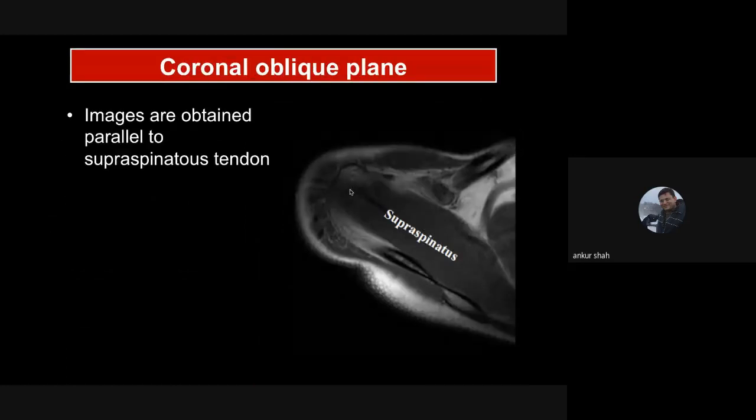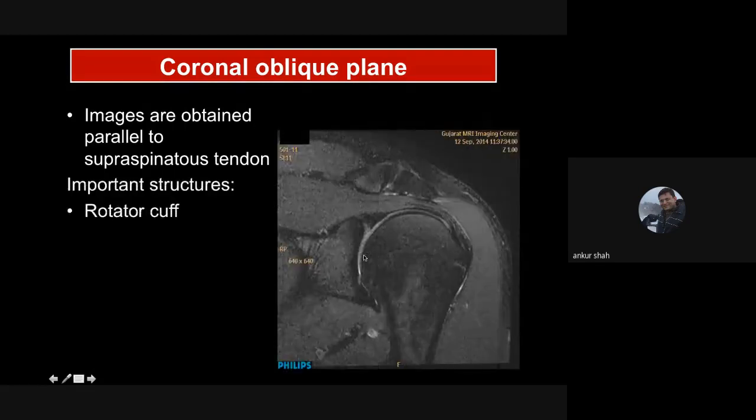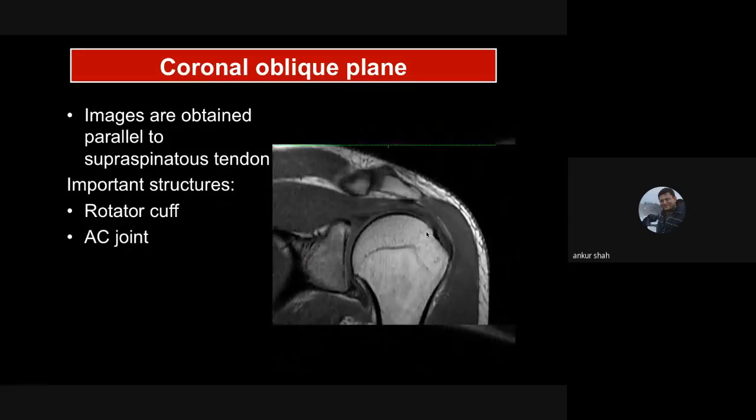Similarly, in coronal plane, coronal is obtained, as I said, it is oblique coronal. This is the supraspinatus muscle, and the images are planned which are parallel to this muscle or this tendon. So this is how the coronals are planned, and what we see is we see the rotator tendon properly. This is the supraspinatus muscle, this is myotendinous junction, and this is the supraspinatus tendon which is inserting at the greater tuberosity.